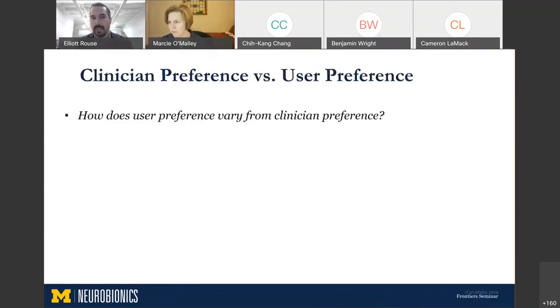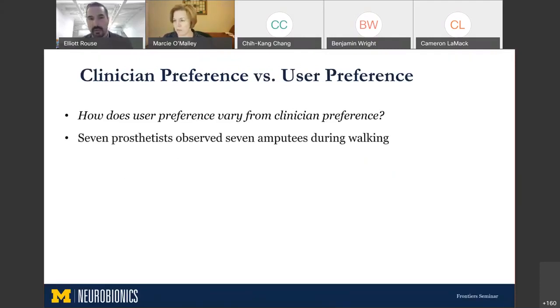The next question we answered is, how does user preference vary from clinician preference? This is an interesting study paradigm where we had 7 prosthetists observe 7 people with amputation during walking. Not every prosthetist observed every patient. So we had a group of prosthetists observe a single patient, and we repeated that for all subjects. Subjects walked across a walkway in front of prosthetists 39 times at 13 different stiffness values.